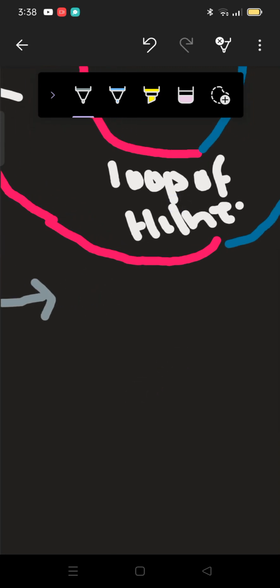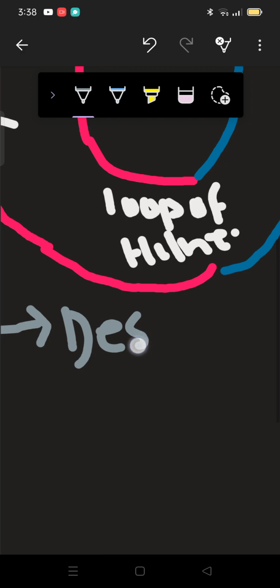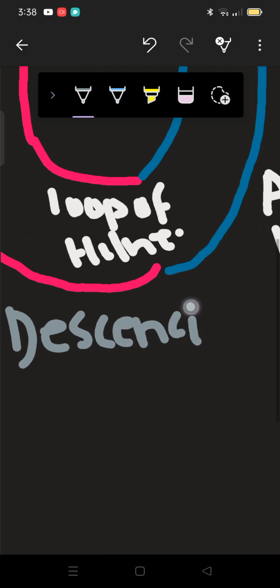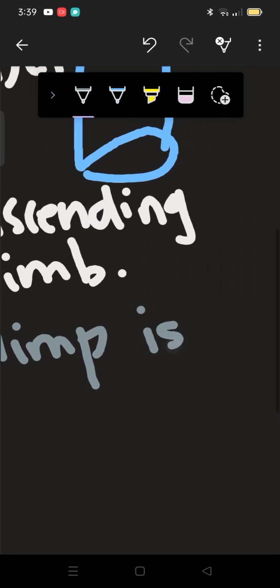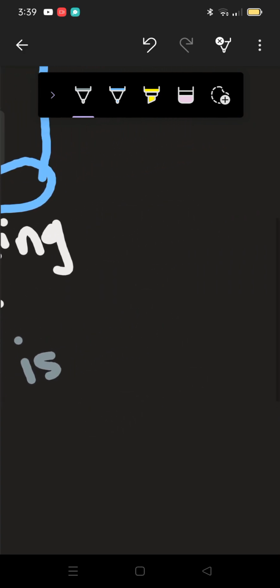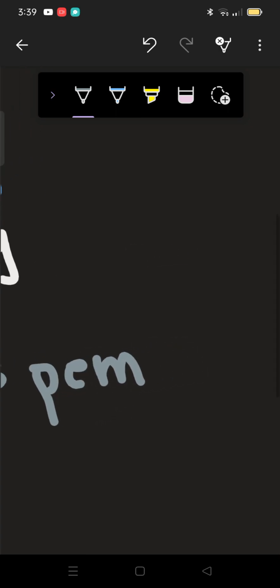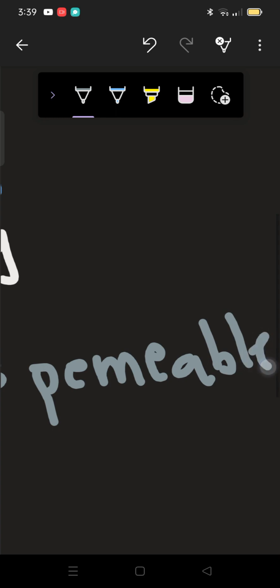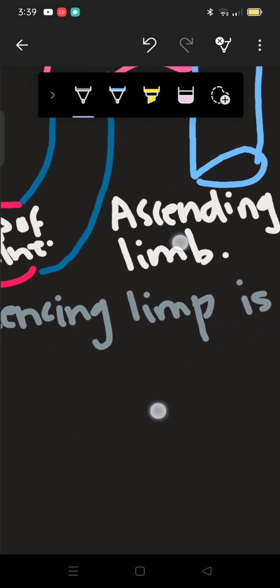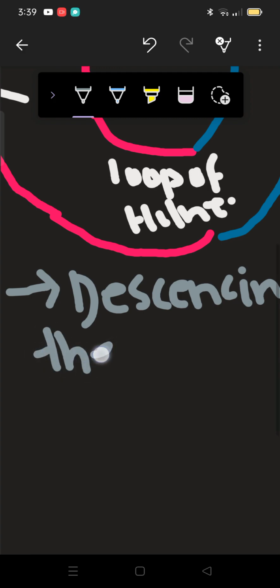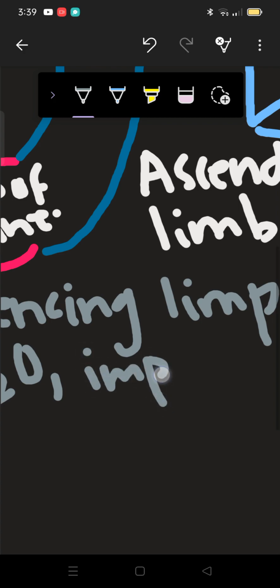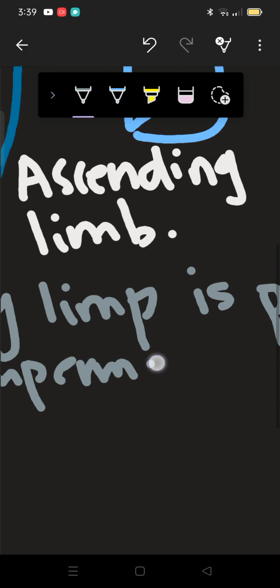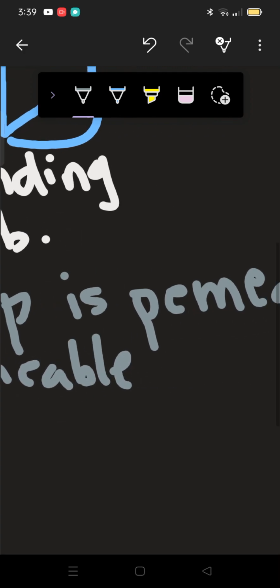So what I told you: the descending limb is permeable to the water. It is permeable to the water and impermeable to ions.